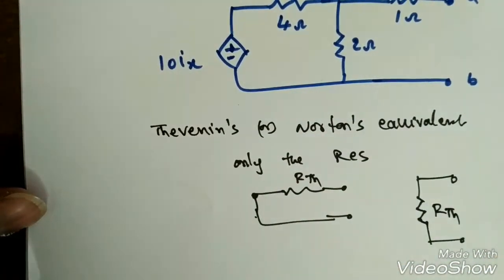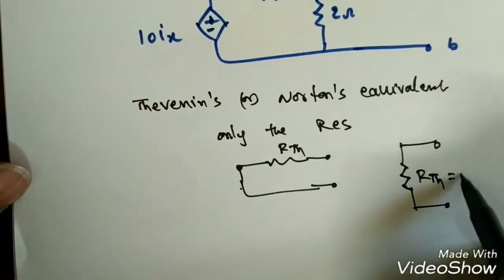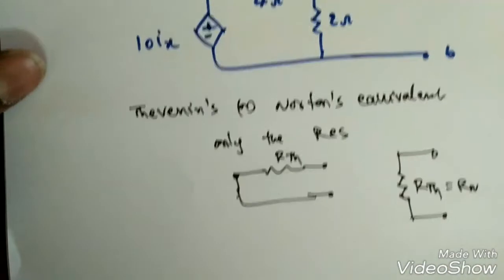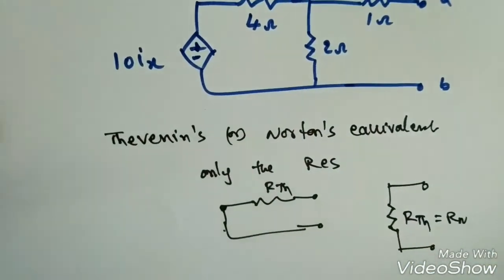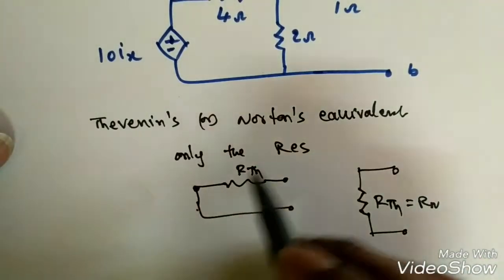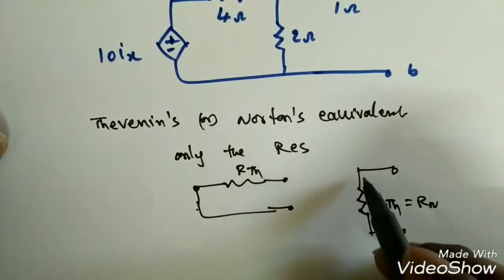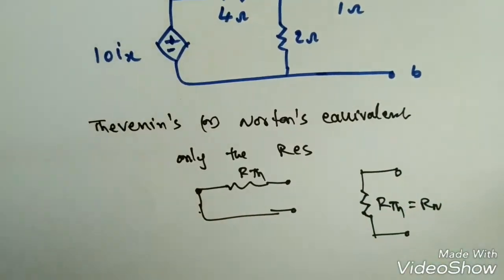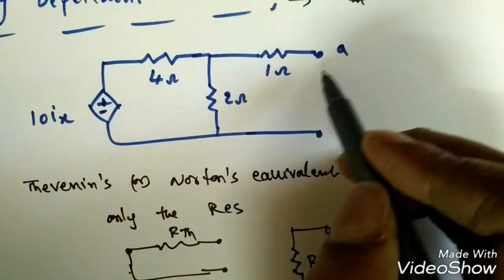So for the Thevenin equivalent, the Thevenin resistance value RTH is equal to RN here. We only get resistance because there is no independent source, so we will not get any VTH and ITH. Even if you find VTH, we will get 0. Even if you find IN, we will get 0, because no independent sources are there. Now how to find this RTH?